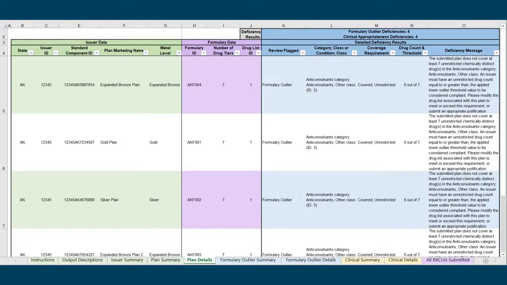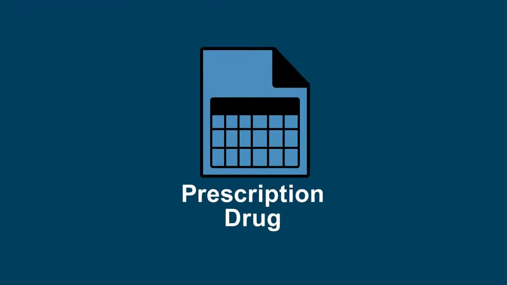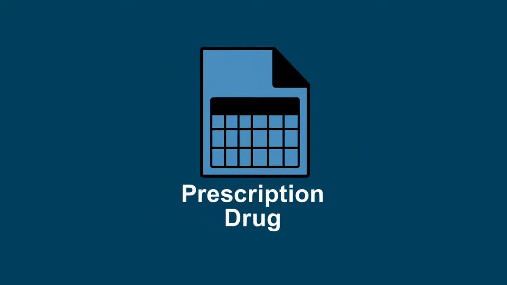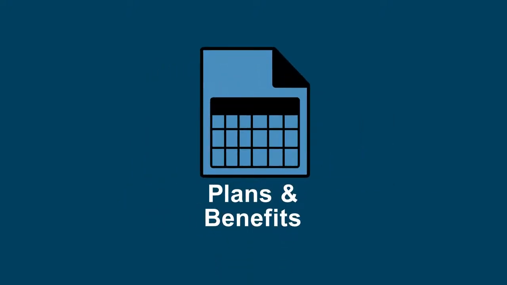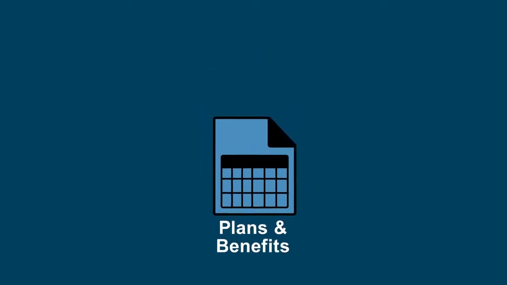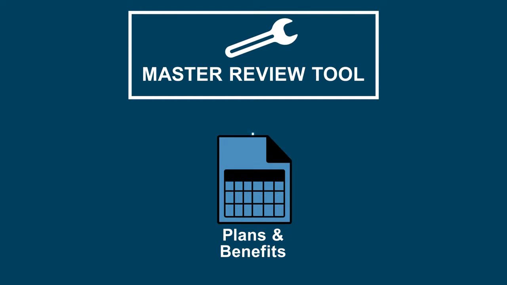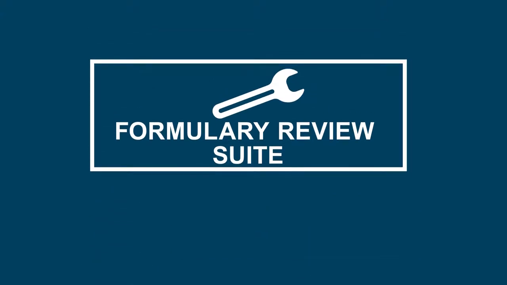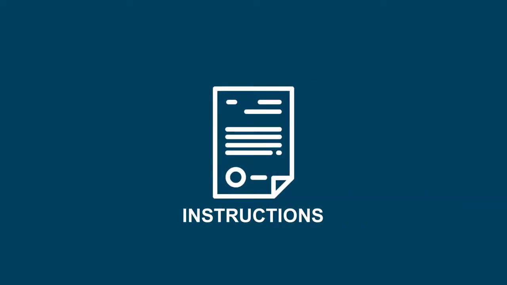to correct the error. Issuers should review the errors for necessary corrections, update the relevant templates, and save and validate them. If any changes are made to the Plans and Benefits template, be sure to re-import the new Plans and Benefits template into the Master Review tool. Then re-import any corrected data into the Formulary Review Suite and repeat the review process until all plans and lists meet the requirements. Be sure to use the instructions documents you read before opening the tool for any further clarifications on rerunning the tool.